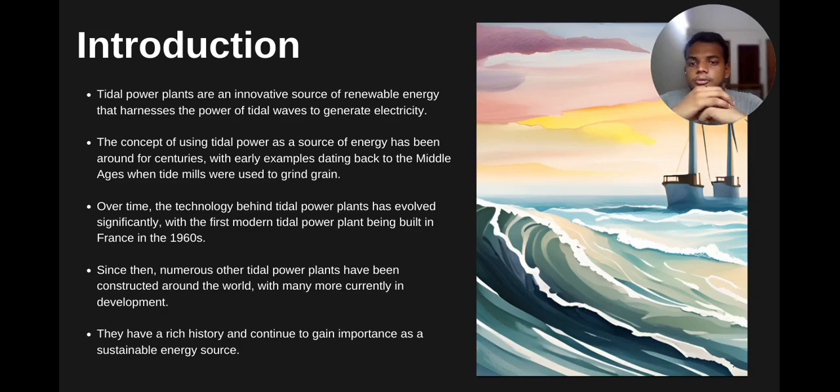So the concept of using tidal power as a source of energy has been around for centuries. It isn't a very new concept, with early examples dating back to the Middle Ages, where tide mills were used to grind grains. Over time, this technology has evolved, and one of the first major applications of the principle of tidal waves to generate electricity was built in France in the 1960s. Since then, numerous tidal power plants have been made, and thus we can conclude that they have a rich history and they continue to gain more importance as a very good option for a sustainable energy source.